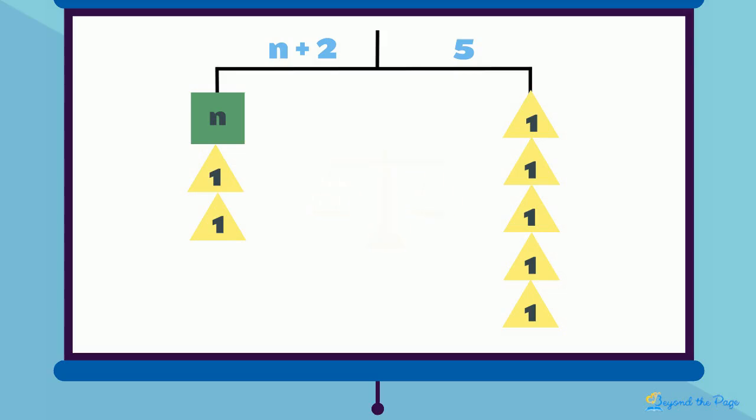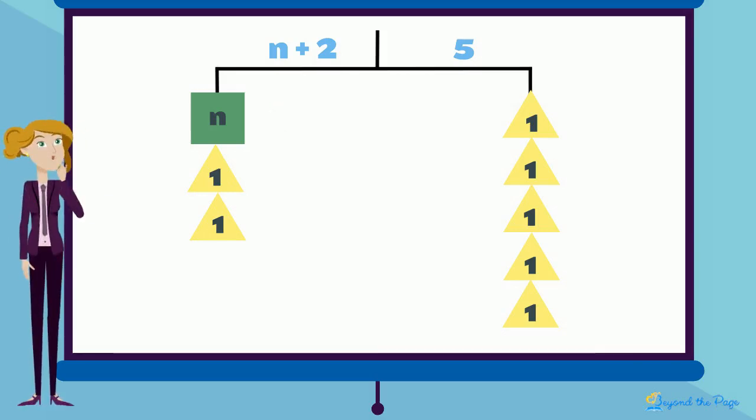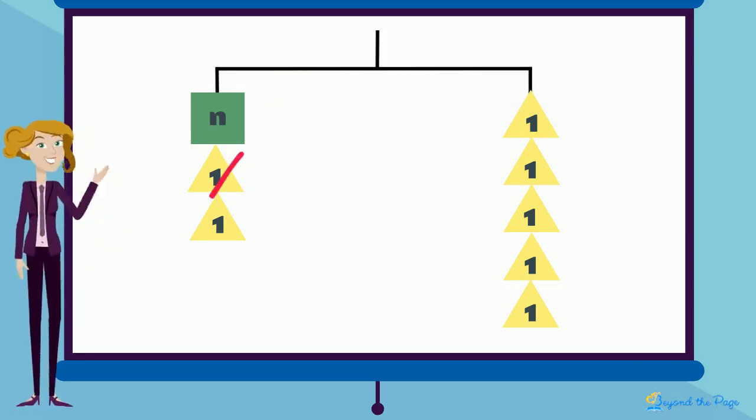When you solve an equation, you're looking for the value of the variable. On a hanger diagram, you can find the value of the variable by having just the variable by itself on one side of the diagram. How can you get the n alone? Easy, just take off the two triangles attached to it.